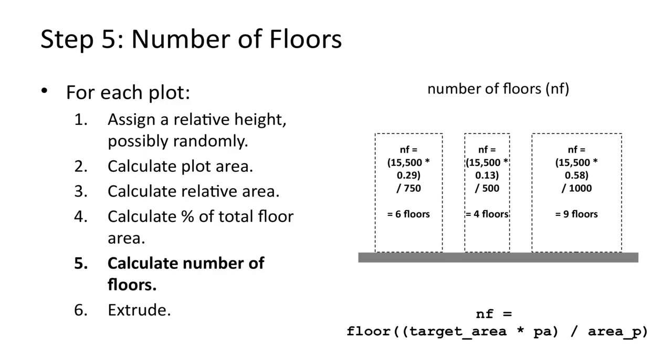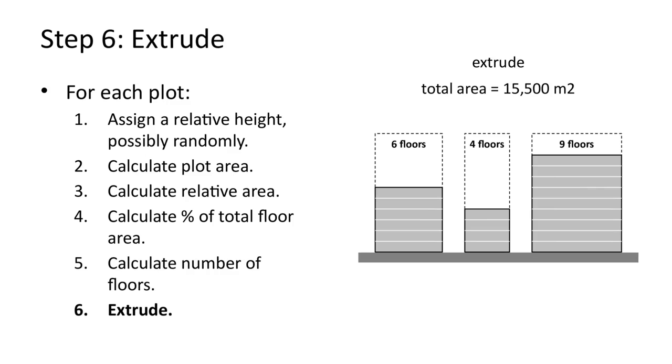In step 5, the number of floors for each plot is calculated. The total floor area is calculated by multiplying the target area by the plot percentage. The number of floors is then calculated by dividing the total area by the plot area. The resulting number is rounded downwards, since for the number of floors, an integer is required. For this we use the floor function. Flooring means that the total floor area will always be lower than the maximum. Finally, in step 6, the buildings are extruded.